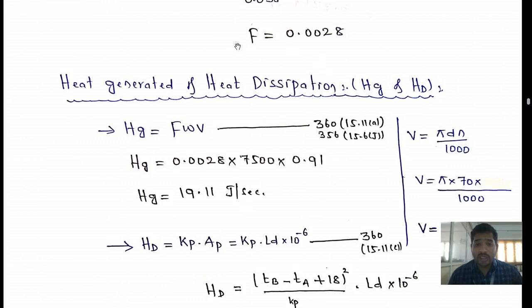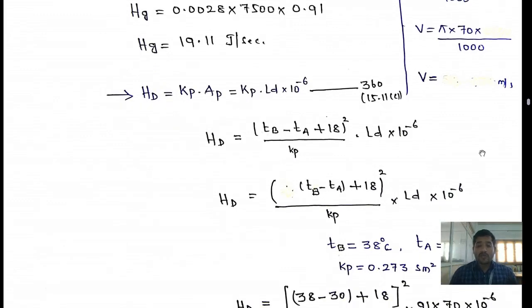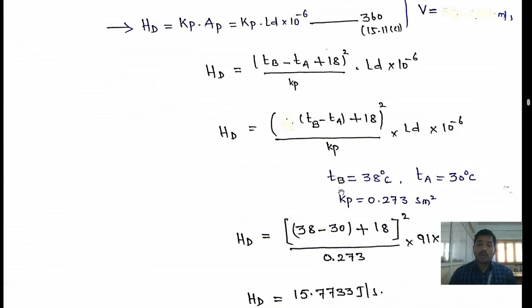After that, we want to find the heat dissipation. For that, you have to refer to page number 360, equation 15.11c. Then you will get this formula: (TB minus TA plus 18) by Kp whole square into LD into 10 power of minus 6. In this case, the TB value we are taking is 38 degrees, the ambient temperature TA is 30 degrees, and the Kp value is 0.273 Sommerfeld S into meter square.